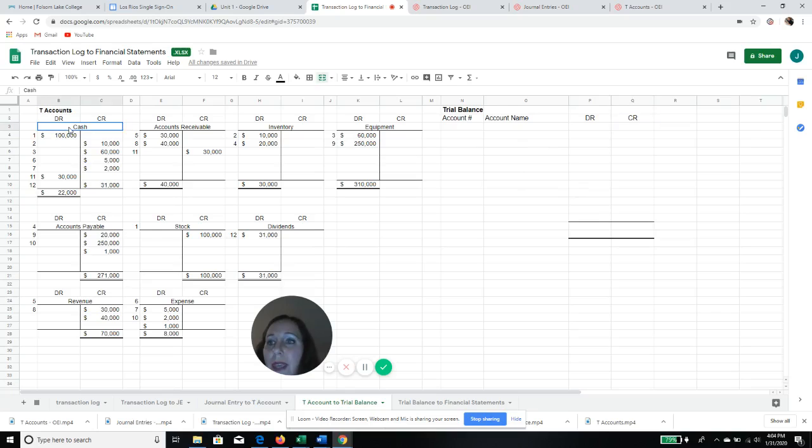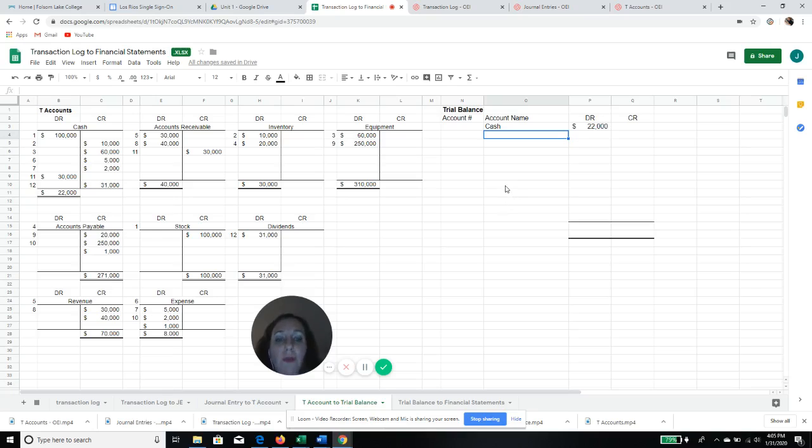So I'm going to start with cash. Cash has a debit balance of $22,000, so I'm going to enter $22,000. We do put these in a very specific order. We're going to start with our assets, then our liabilities, then our stock and dividends, revenue, then expenses. Luckily, that's the same way that we've organized our T accounts, so it'll be easy. But if for some reason your T accounts weren't organized this way, you would want to make sure you start with assets, then your liabilities, stock, dividends, revenue, then expenses.